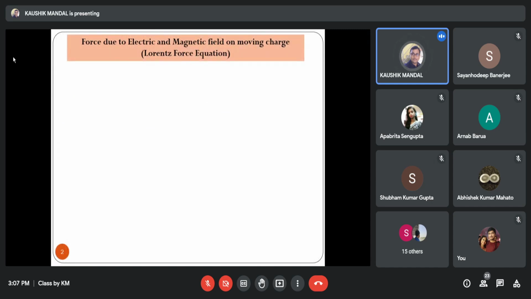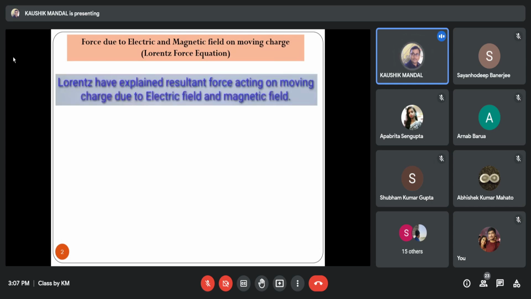So first we are going to discuss the force due to electric and magnetic field on a moving charge, and that is basically described by the Lorentz force equation. So first we will consider the force on a charge. Lorentz basically explained the resultant force acting on a moving charge due to electric field and magnetic field. First we'll consider the force acting on a moving charge due to the electric field.